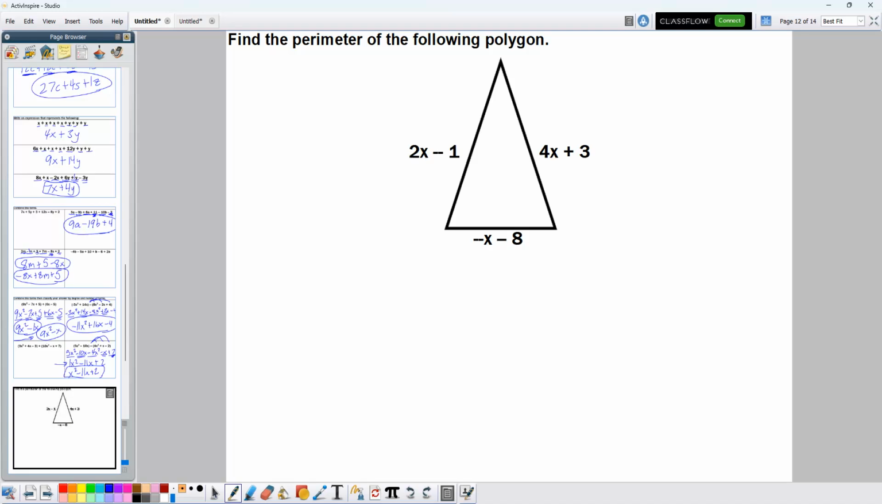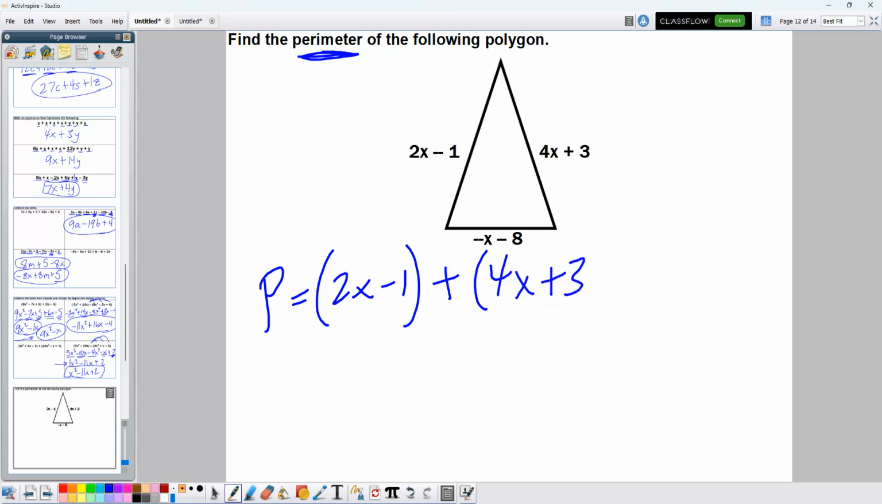Find the perimeter of the following polygon. Perimeter! What's perimeter mean? That means add up all the sides. So the perimeter would be 2x minus 1 plus 4x plus 3 plus negative x minus 8. Added up all the sides.